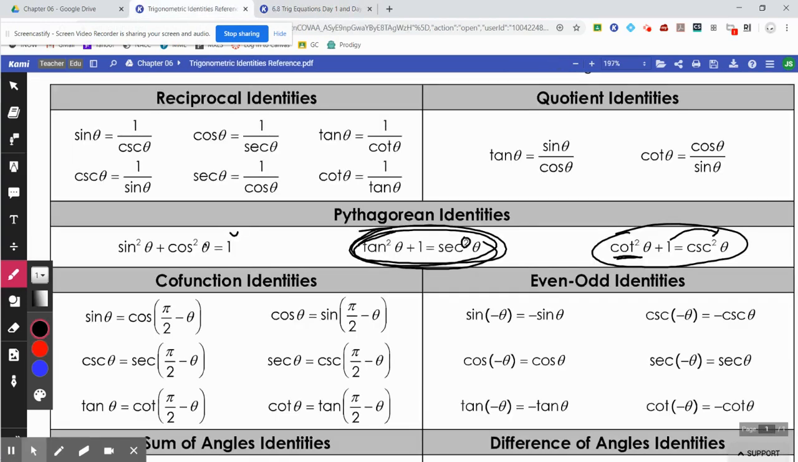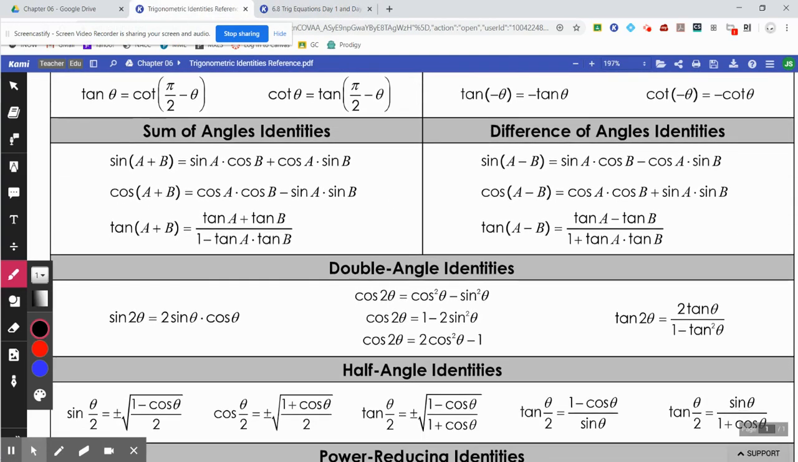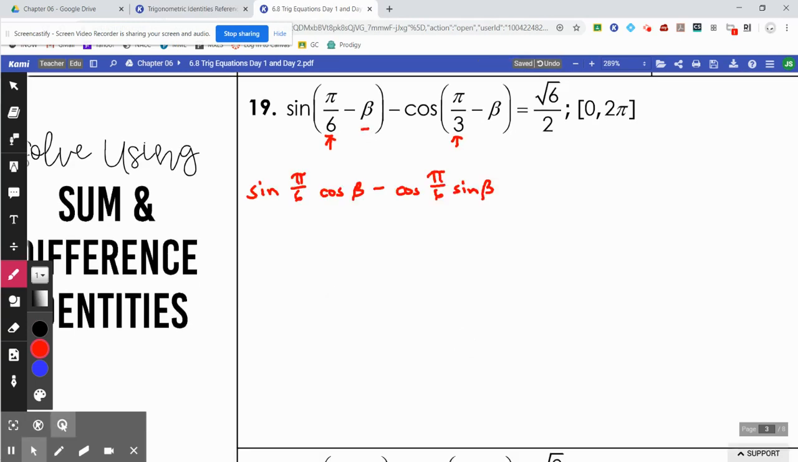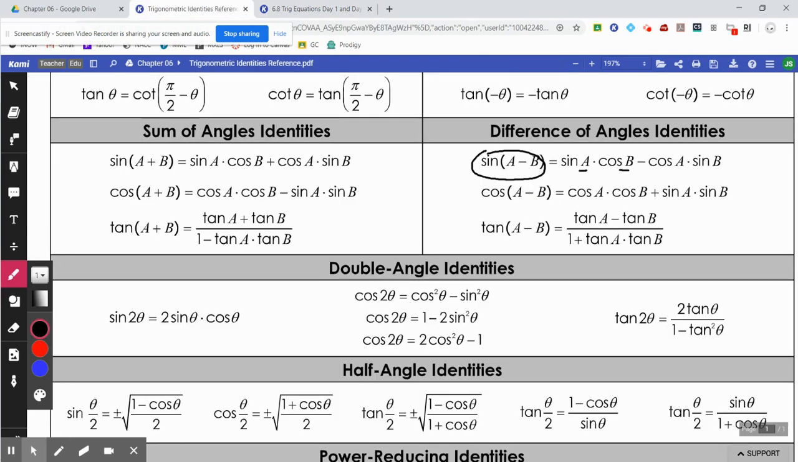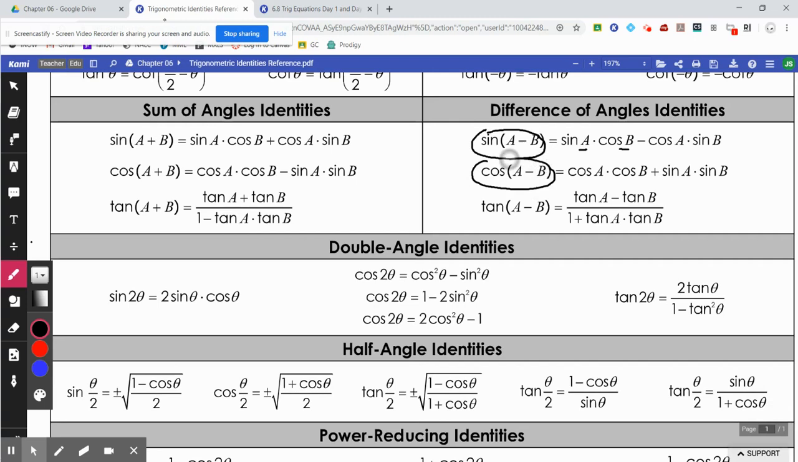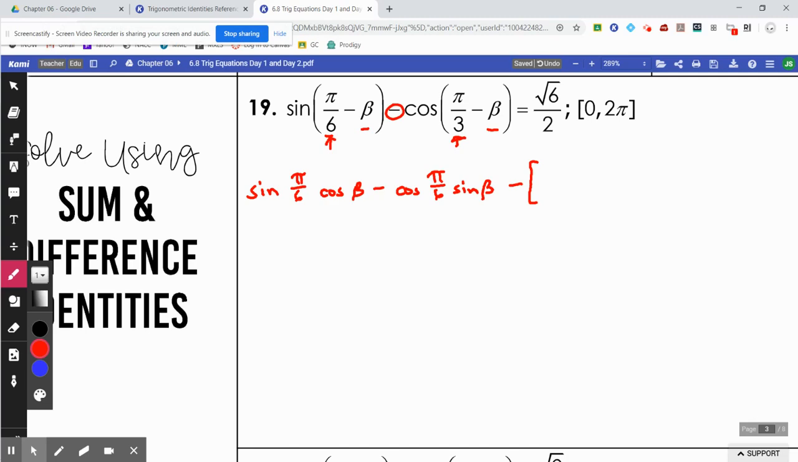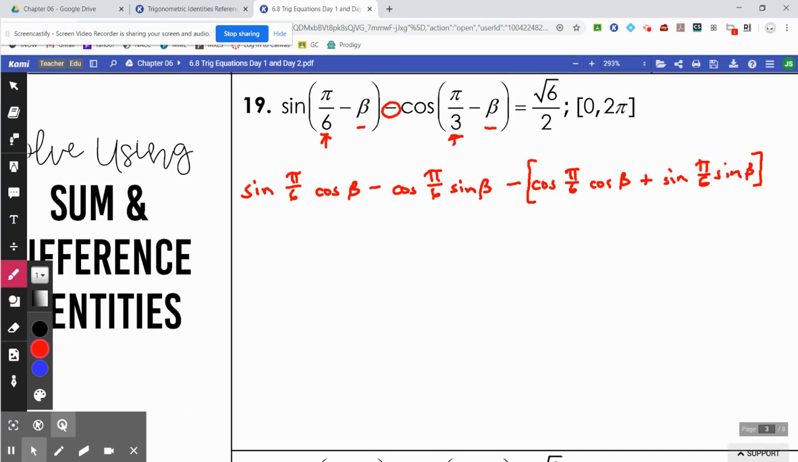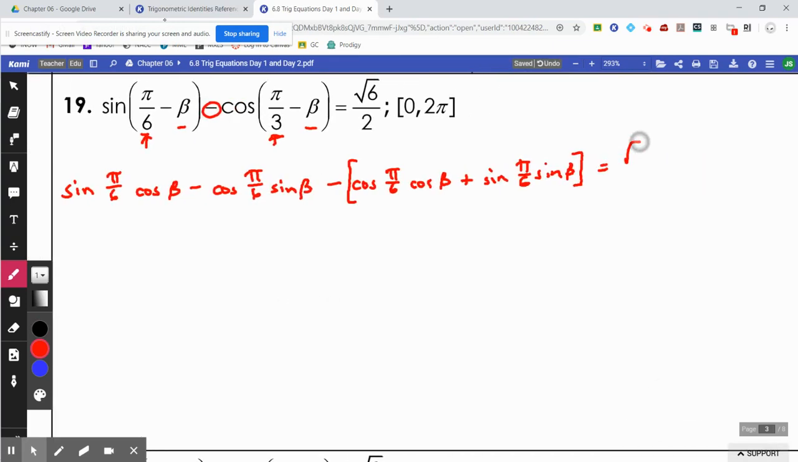So sine of a minus b is right here. That's the first identity we're going to use. So every a and every b are going to be replaced with pi over 6 and beta. So I'm going to go ahead and plug all those values in. Now you have minus, and I'm going to put this in parentheses because it's minus the whole thing, the cosine of a minus b. So now let's apply this identity. And again, every a and every b is pi over 6 and beta. So let's go ahead and I'm going to use, again, that identity there to plug all those values in. There we go. And that's equal to root 6 over 2.